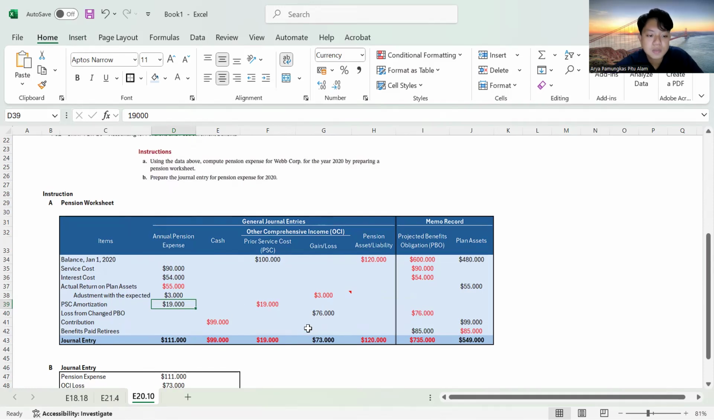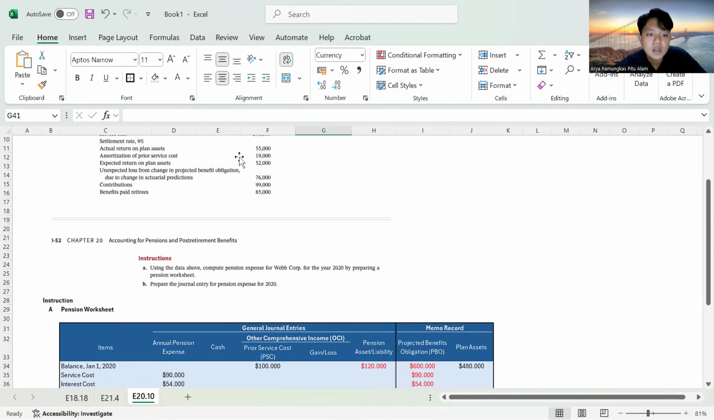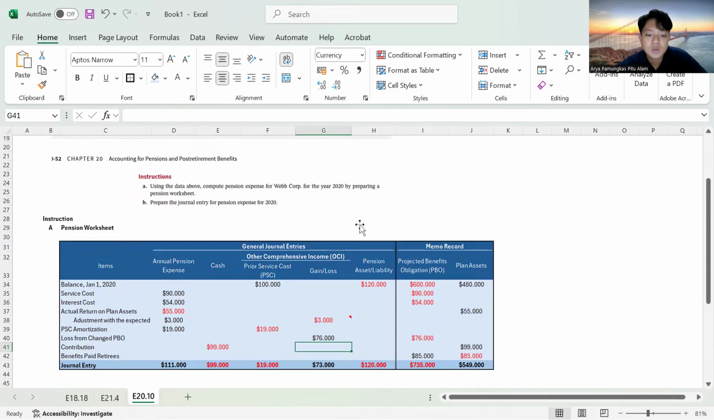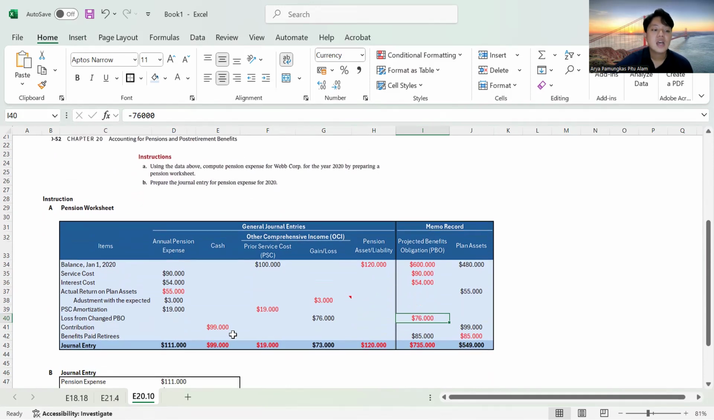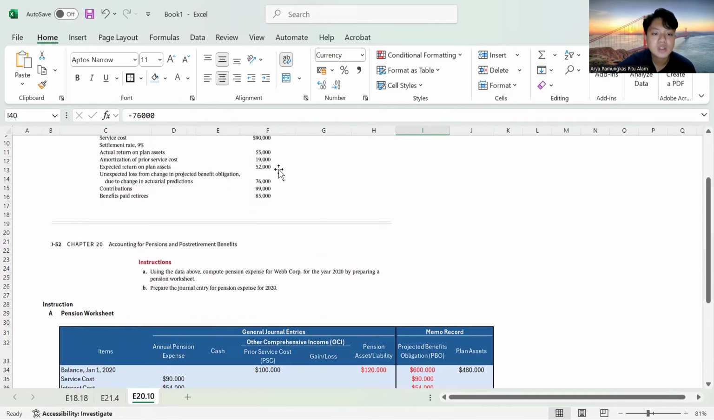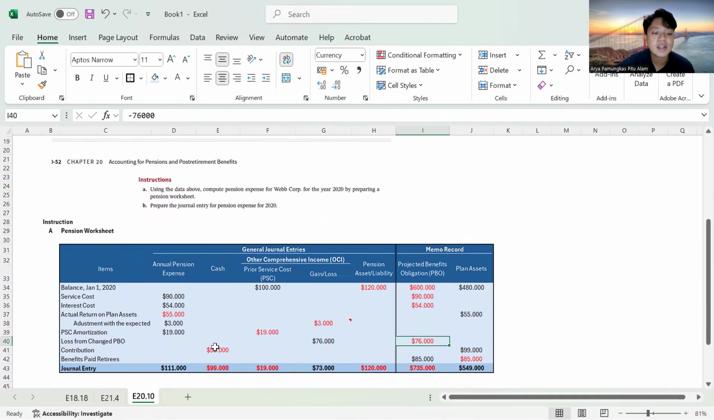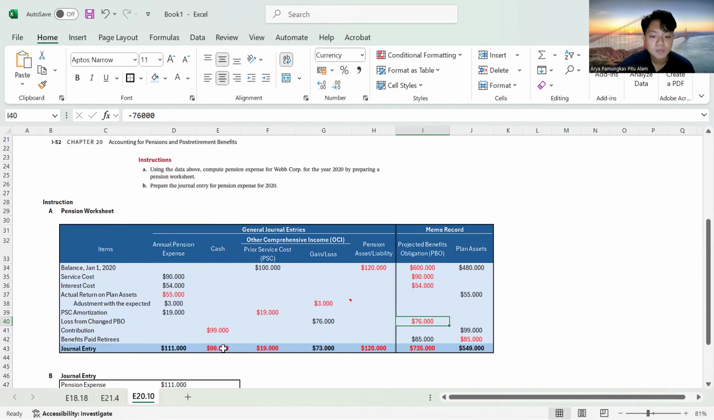And the loss from change in PBO, we got it from here. So we just have to add the gain or loss, which is going to be a loss, so it would not be a minus. It's going to be $76,000, and the PBO itself is going to be minus $76,000. And the contribution itself, we can also take it from there. It's going to be minusing the cash for $99,000 and adding to the plan assets for $99,000.